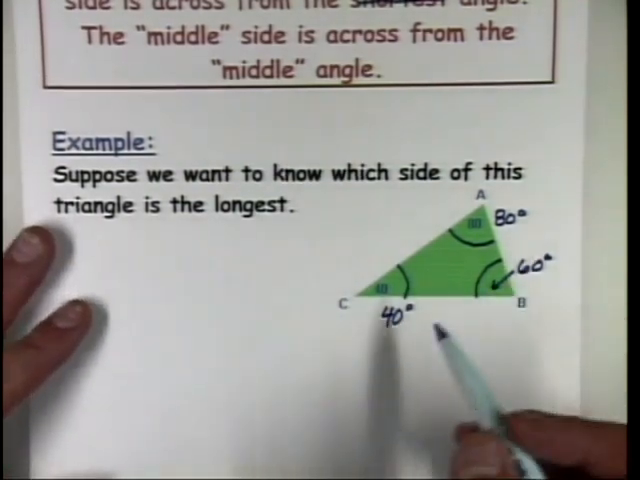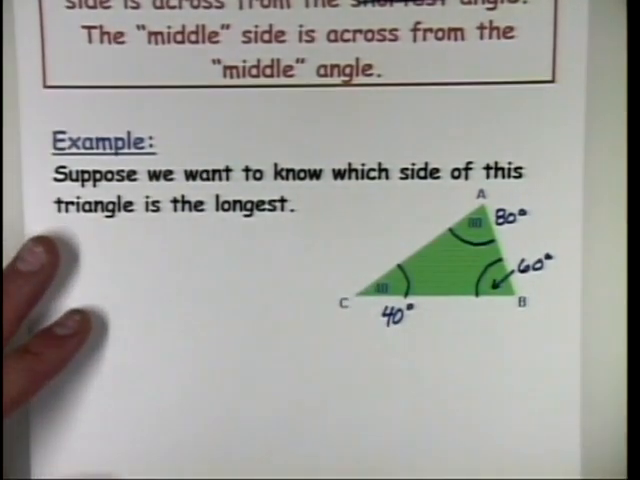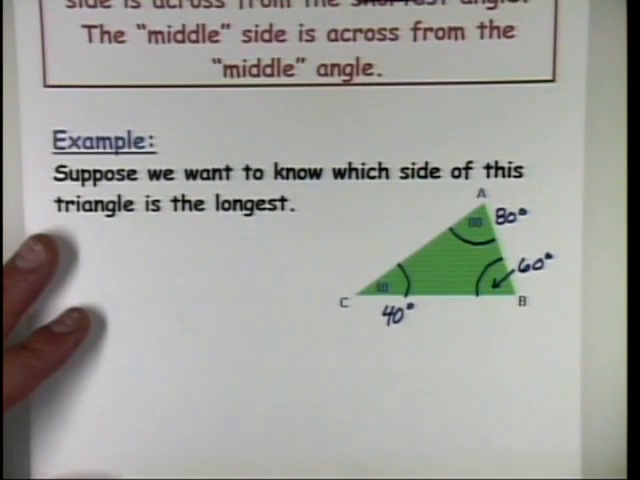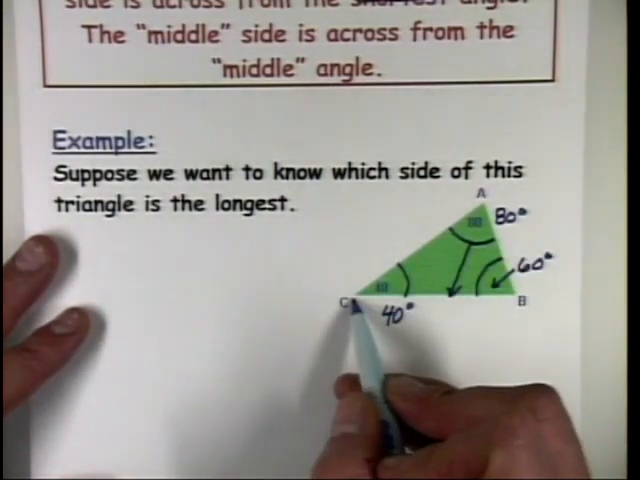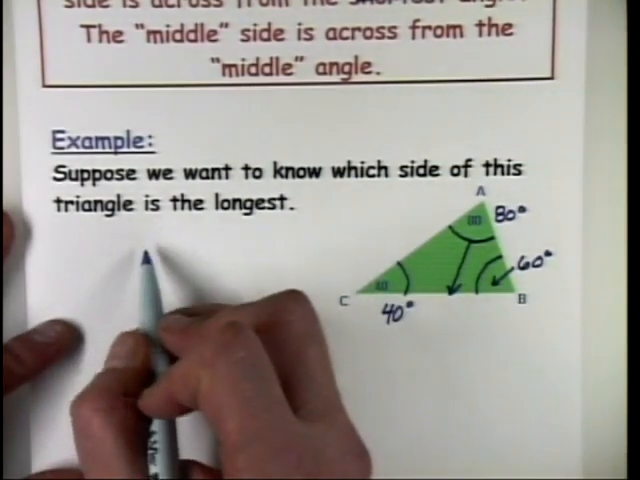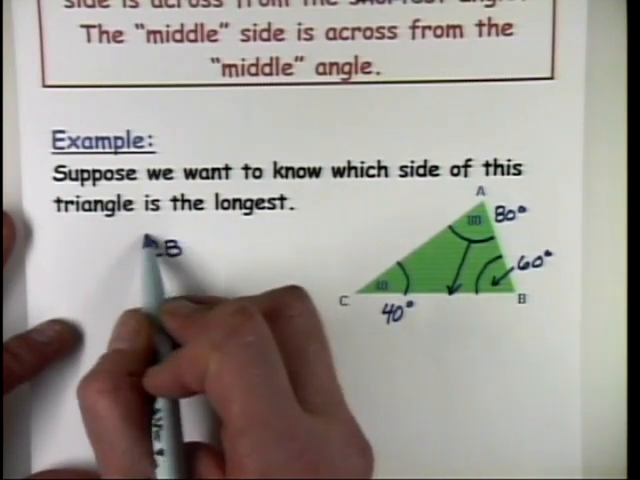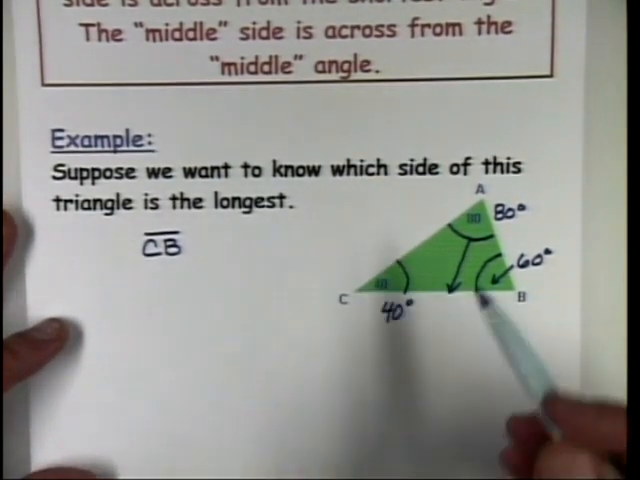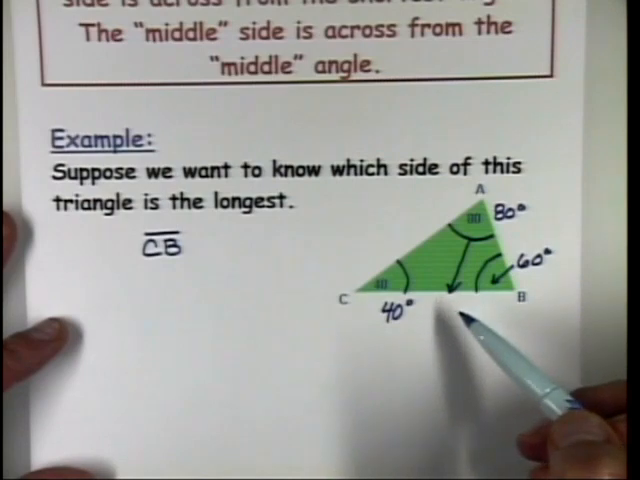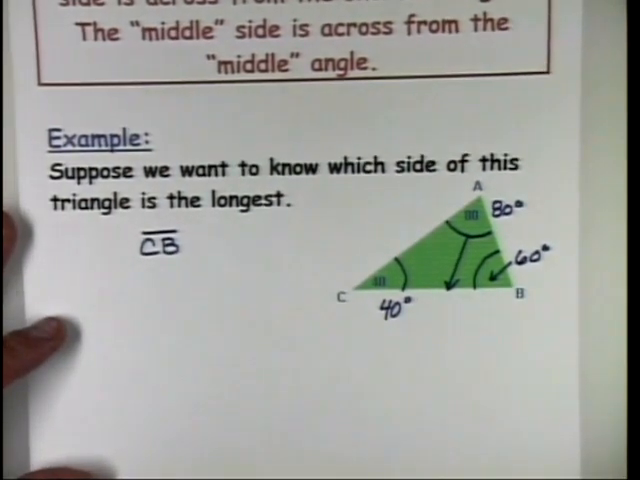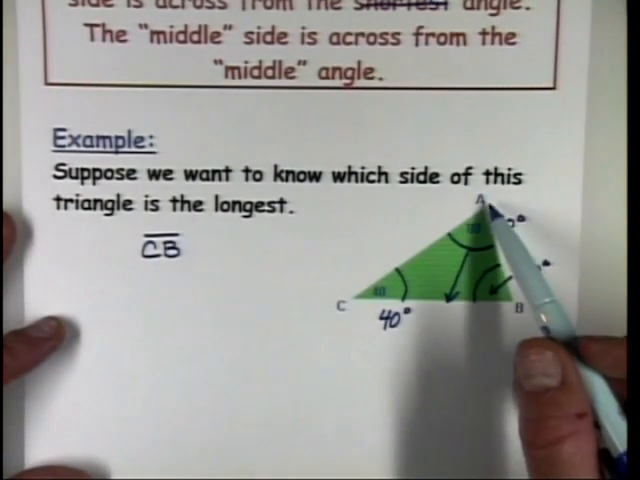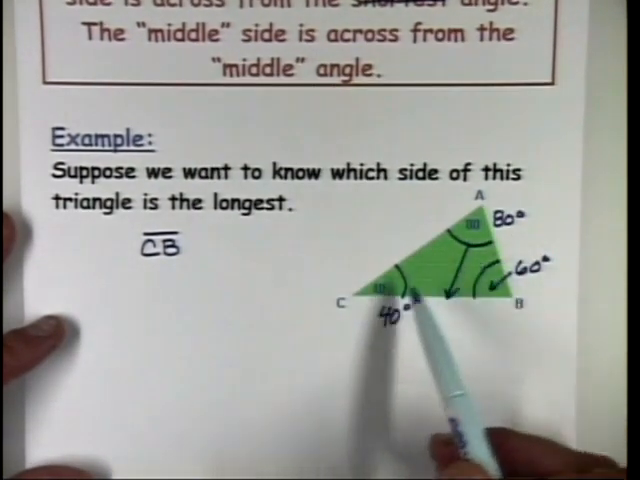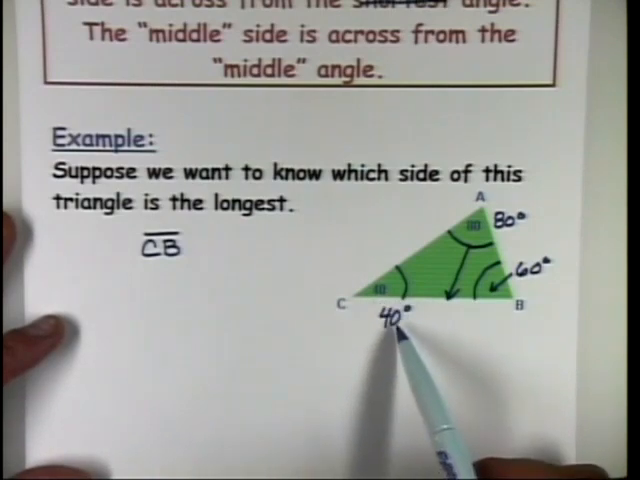Inequality. Well, if we're trying to find the longest side, really all we have to do is look for the biggest angle, because the longest side will be across from the largest angle, and that's going to be 80 degrees. So across from 80 is the side CB. So the answer is segment CB is the longest side in the triangle because it's opposite the largest angle. What would the smallest side in the triangle be? I hope you said segment AB because it is opposite the smallest angle, 40 degrees.